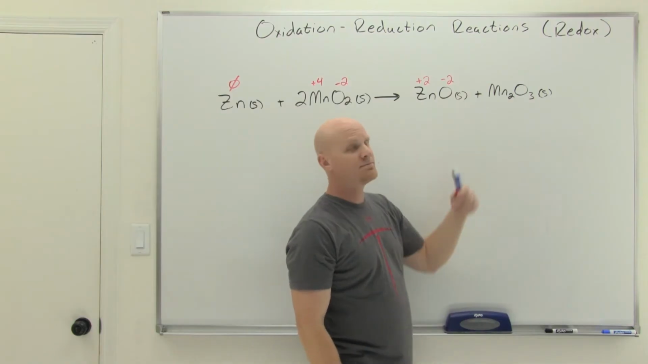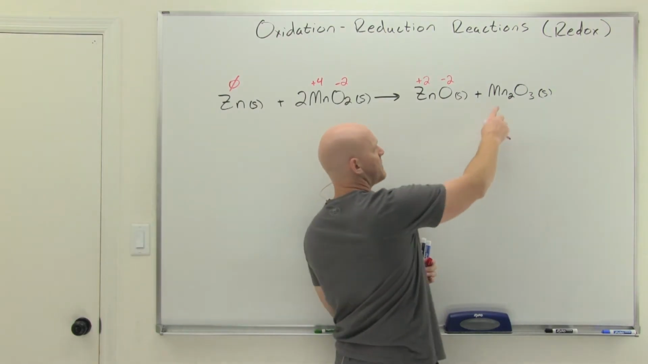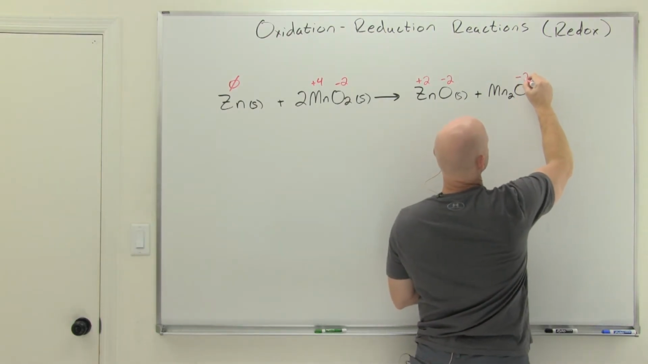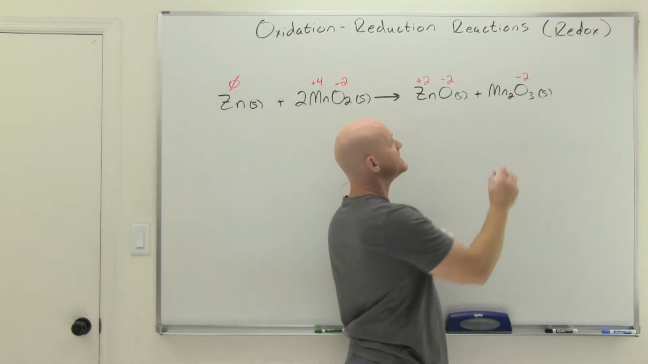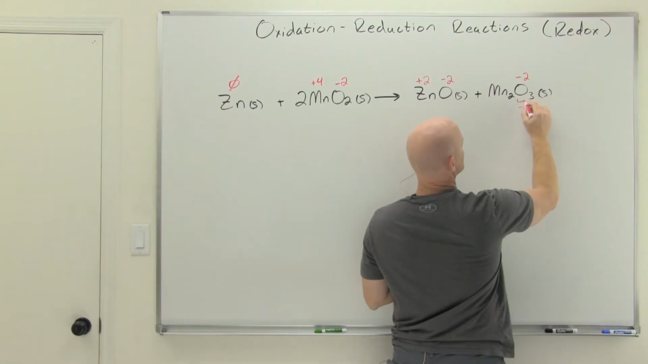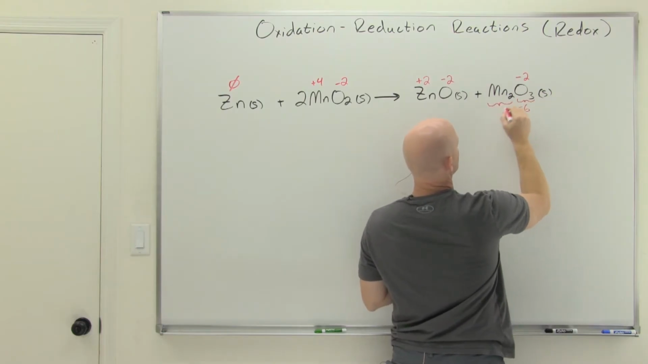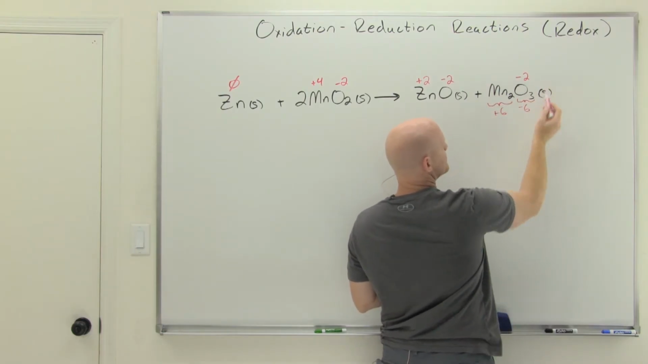And then finally, once again, manganese, we got to figure out in context as part of this ionic compound. So we'll assign oxygen first as -2. And with 3 oxygens that are -2 each, that's a total of -6. So the manganeses are going to have to total out to +6 to balance it out to neutral.